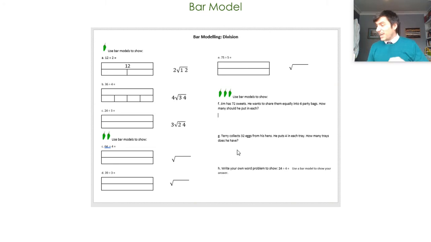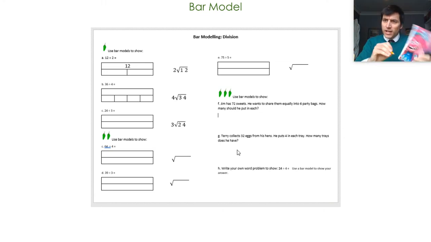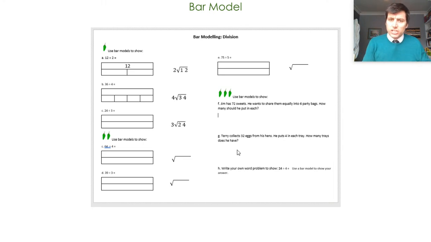And this is when you want to get a nice straight object. So even if you haven't got a ruler, you can use something like a DVD case, or something sharp, and you draw down the side of it, and you make your bar yourself. And so you can see Jim's got 72 sweets, and he wants to share them into 6 equal bags. So how many is he going to put in each one?